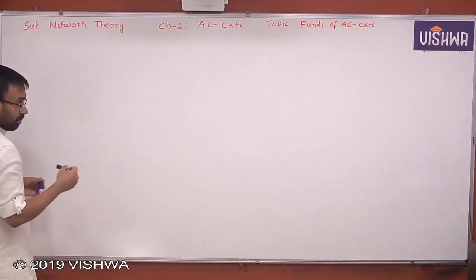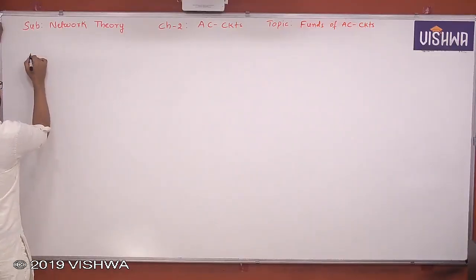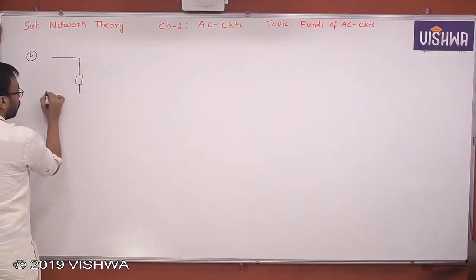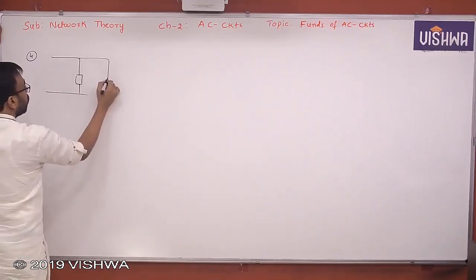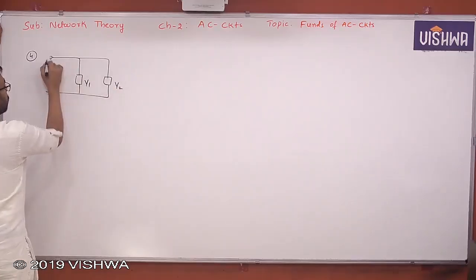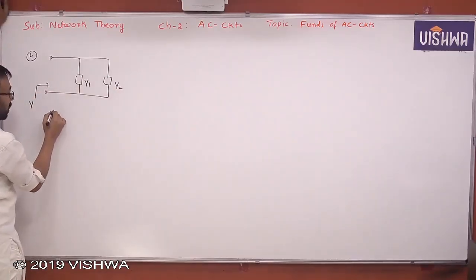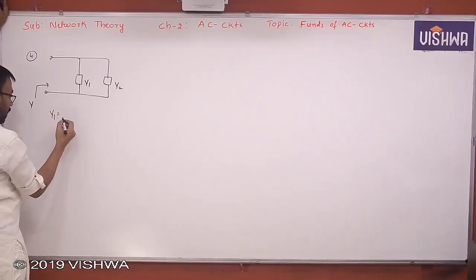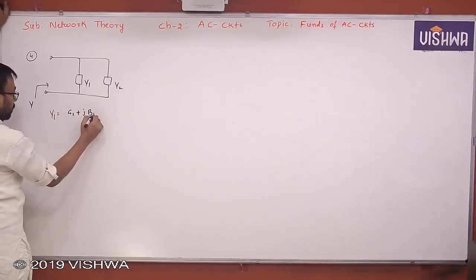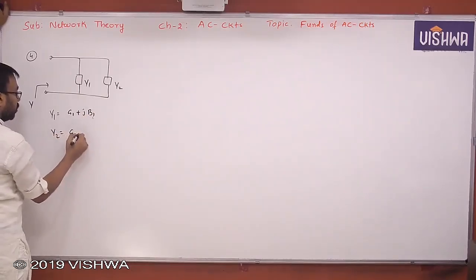So let us look at some more important points to be noted in the fundamentals of AC circuit. The fourth one is, last time we have gone up to 3 points, okay? Now this is the fourth point. This is Y1 and Y2. Say the overall is Y. So what is Y1 actually? Y1 is say G1 plus jB1. Okay? Y2 is G2 plus jB2.